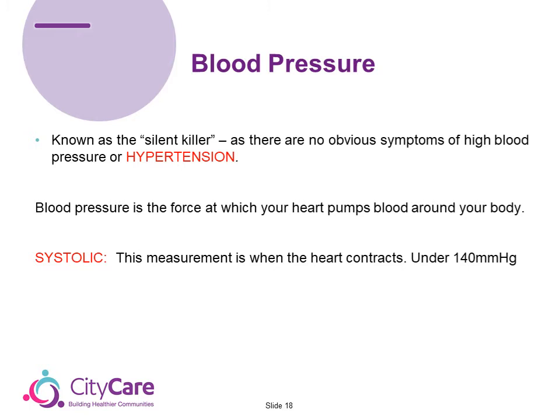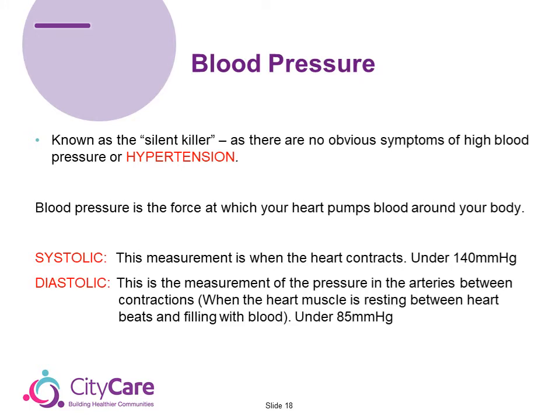Blood pressure is made up of two readings. The systolic is the measurement of pressure when the heart contracts, and it needs to be under 140 mmHg. The diastolic is the measurement of the pressure in the arteries between contractions, when the heart muscle is resting between heartbeats and filling with blood, and this needs to be under 85 mmHg.